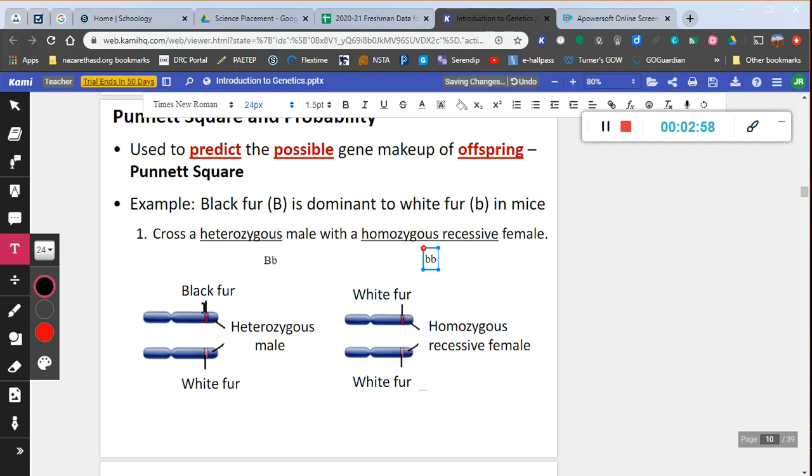Now, what does that look like on their chromosomes? Here are the homologous pairs of chromosomes. That means that my heterozygous male, on his homologous chromosomes, has a black allele and a white allele. The female, on the other hand, because she's homozygous recessive, has two white fur alleles. So we're going to take a look at the allele combinations that these parents have to pass on to their offspring. What are the possibilities that the offspring are going to end up with black fur versus white fur?